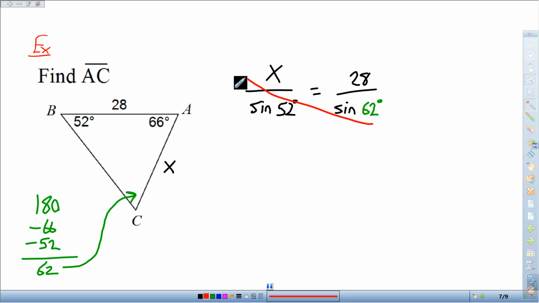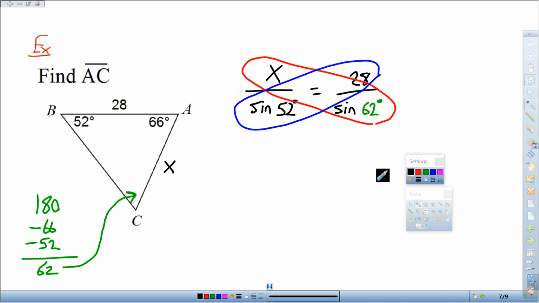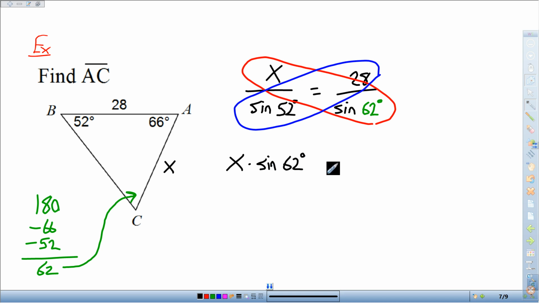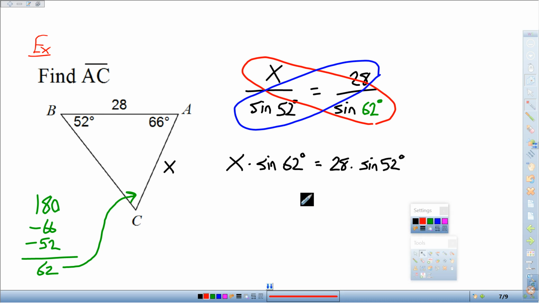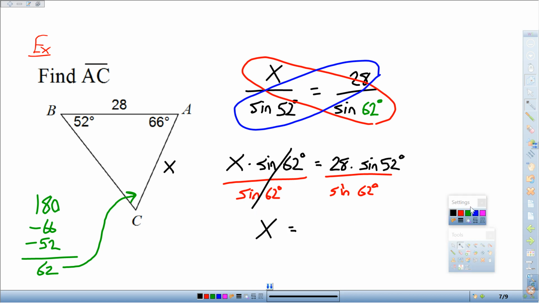Let's go ahead and cross multiply. So x times sine 62 equals 28 times sine 52. If I'm going too fast for you, feel free to pause the video and catch up with me. So there it is, and hopefully you're getting the process here. Last thing, getting rid of sine 62. It's being multiplied by x, so we'll get rid of it by dividing, and we have to do it to both sides. So they're gone. I've got x on the left, and the expression on the right.